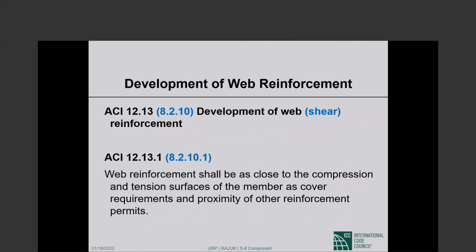Okay, so development of flexural reinforcement, development of positive reinforcement, development of negative reinforcement. Now, development of web reinforcement. This is the stirrups and things that you use.